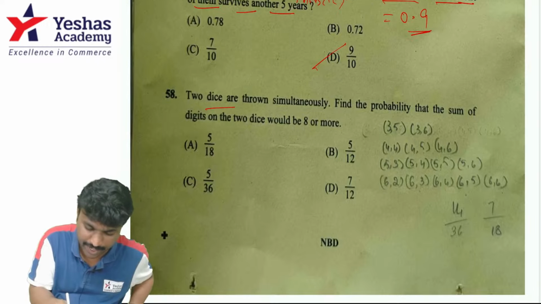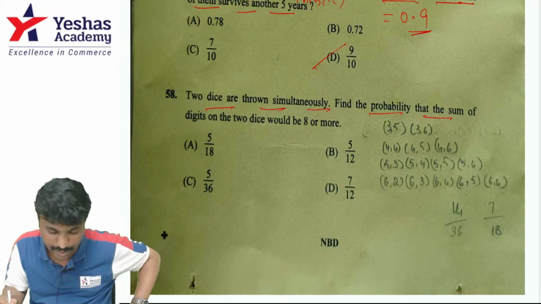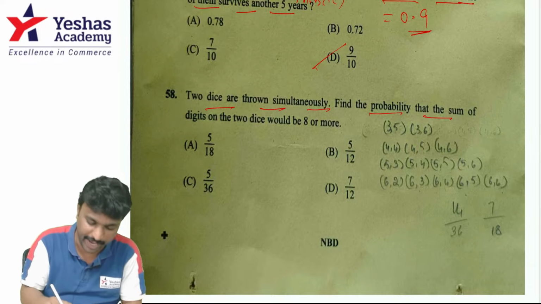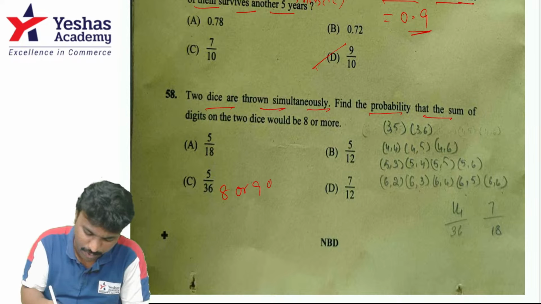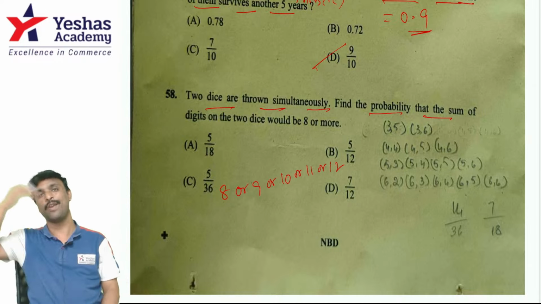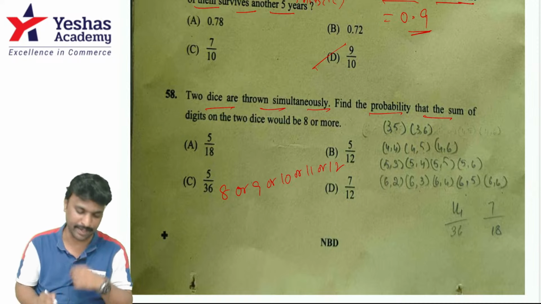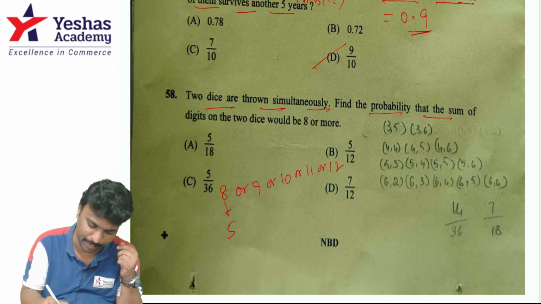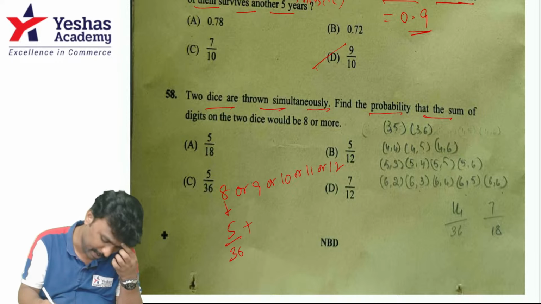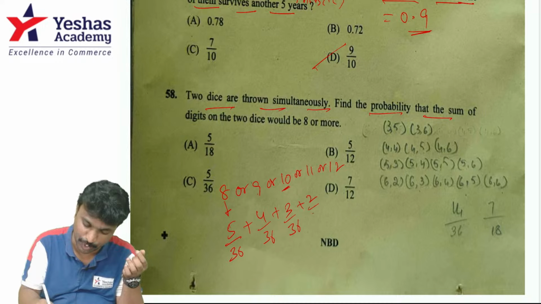Question number 88. Two dice are thrown simultaneously. Find the probability that the sum of digits on the two dice would be 8 or more. So 8 or more means it could be 8 or 9 or 10 or 11 or 12. For sums from 7 onwards, the favorable outcomes are 13 minus the sum. 13 minus 8 is 5 favorable outcomes out of 36, plus for 9, 13 minus 9 is 4 out of 36. For 10, this is 3 out of 36. For 11, 13 minus 11 is 2, 2 out of 36. For 12, this is 1 by 36.